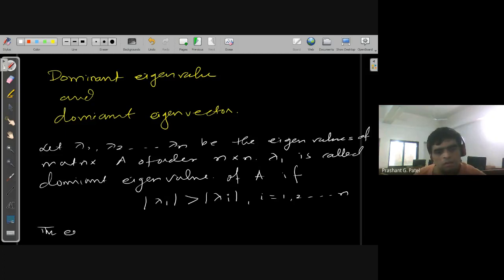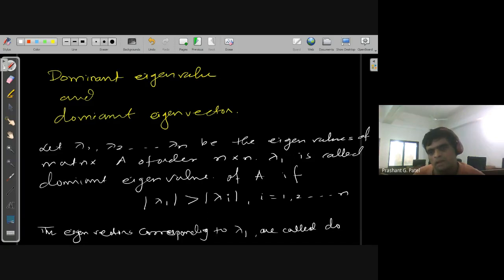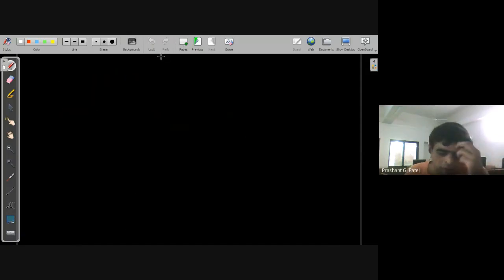So the eigenvectors corresponding to lambda 1 are called dominant eigenvectors of A. If the largest eigenvalue is strictly greater in absolute value than every other eigenvalue, from 2 to n, then it is known as the dominant eigenvalue lambda 1, and the corresponding eigenvector is known as the dominant eigenvector. Let us have an example and understand that.